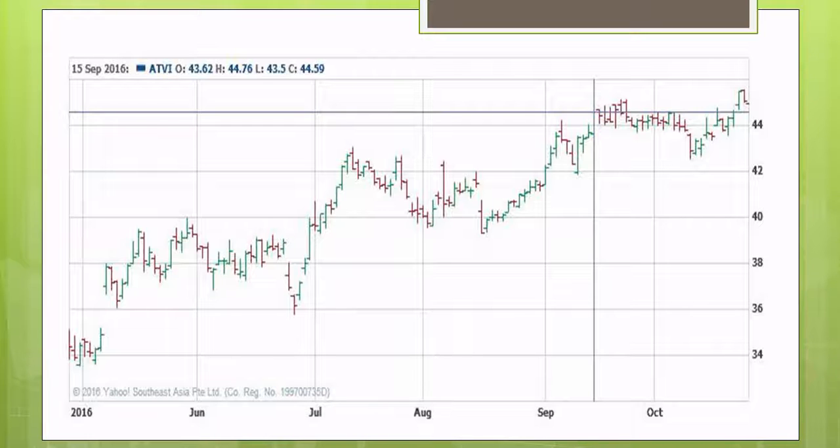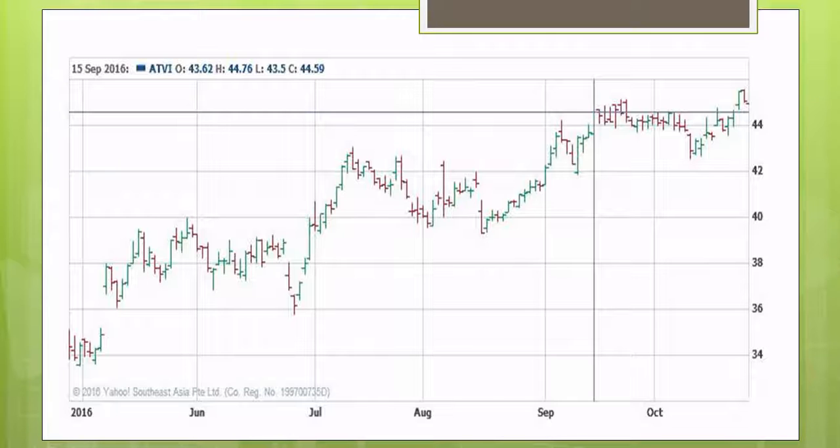First off, you will notice that there are green bars and red bars on the bar chart. A green bar means the closing price for the day is higher than the opening price, whereas a red bar signifies that the closing price for the day is lower than the opening price. So just by looking at the chart and looking at the colors, you can tell if the stock has had more up days or down days.